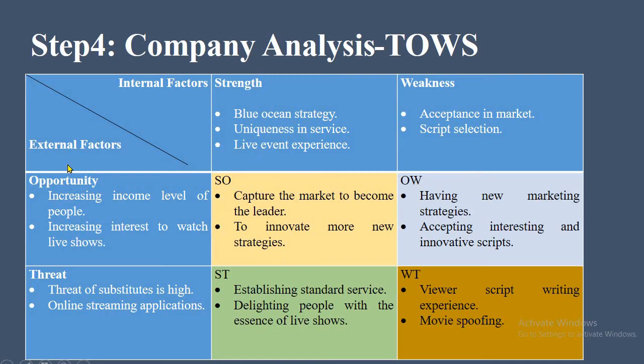In this particular quadrant, I've taken the strengths and opportunities. These are the strengths that are available, so how am I going to capture the opportunities using the strengths available? That we have discussed in this quadrant. Similarly here, I have certain weaknesses and also threats. So how do I minimize the weaknesses so that I can avoid the threats? We have discussed that here. Similarly for the other quadrants also. This is how we do a company analysis.